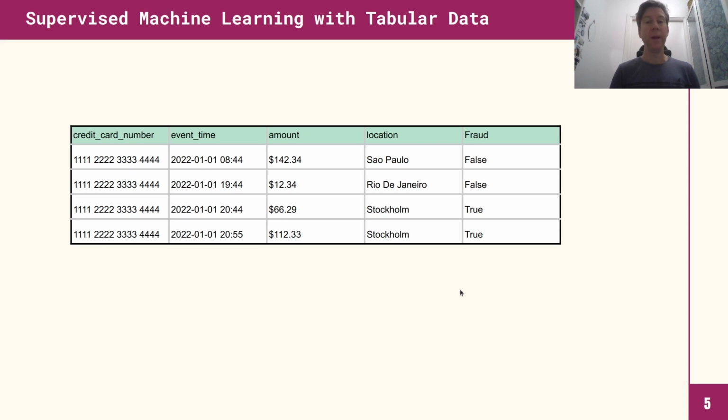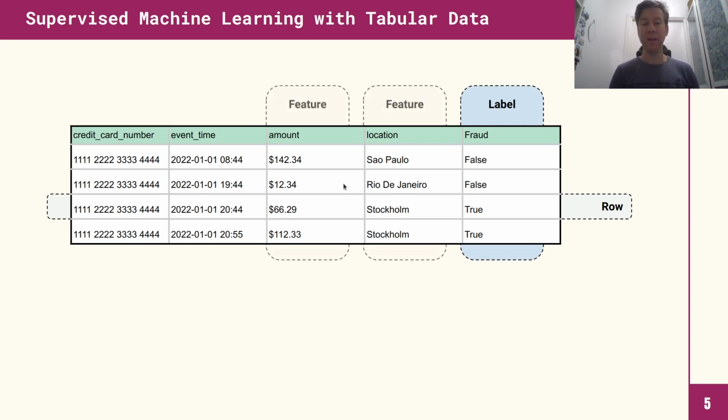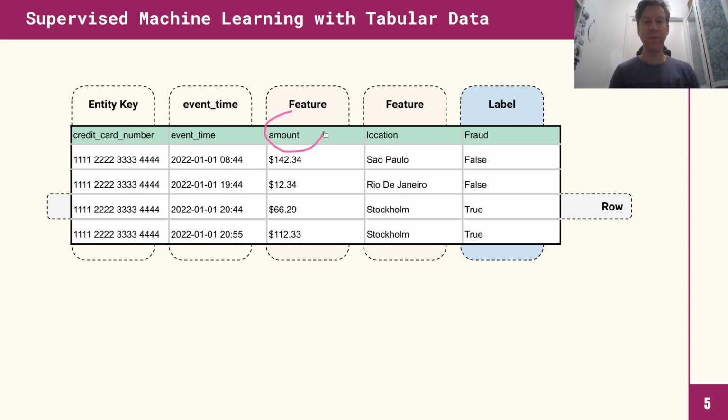Now, we're going to work primarily with supervised machine learning in this course as well. By supervised machine learning, we mean that there's going to be some label on the data that we're training with. So we're going to have the input features, and in this case, we have the amount and the location, and these should be able to help us predict if a given credit card transaction is fraudulent or not. Now, probably there's not enough information in here to help us predict.